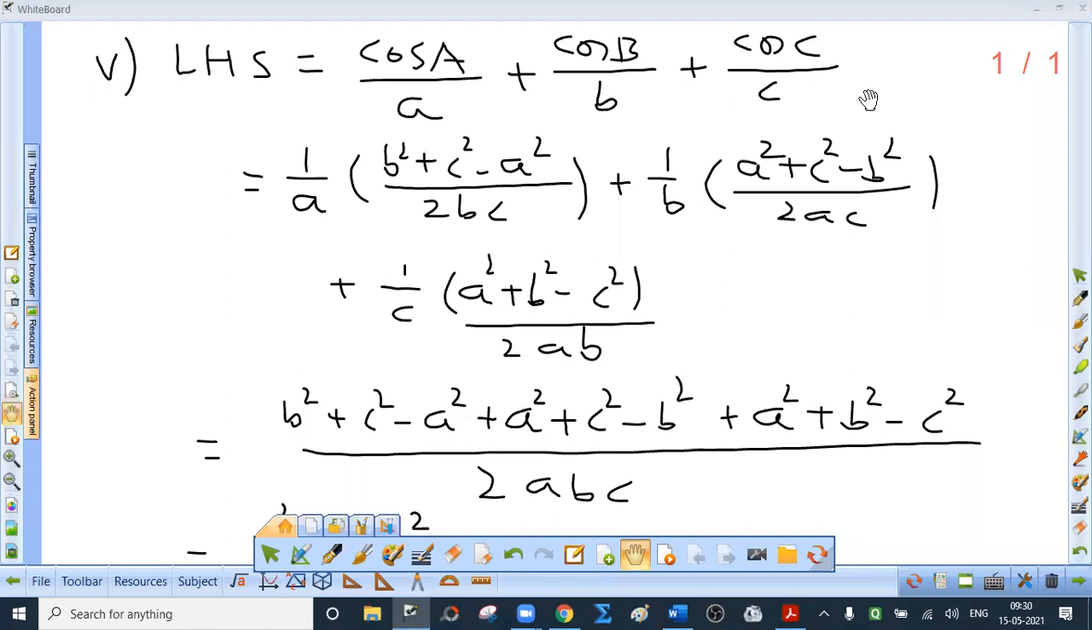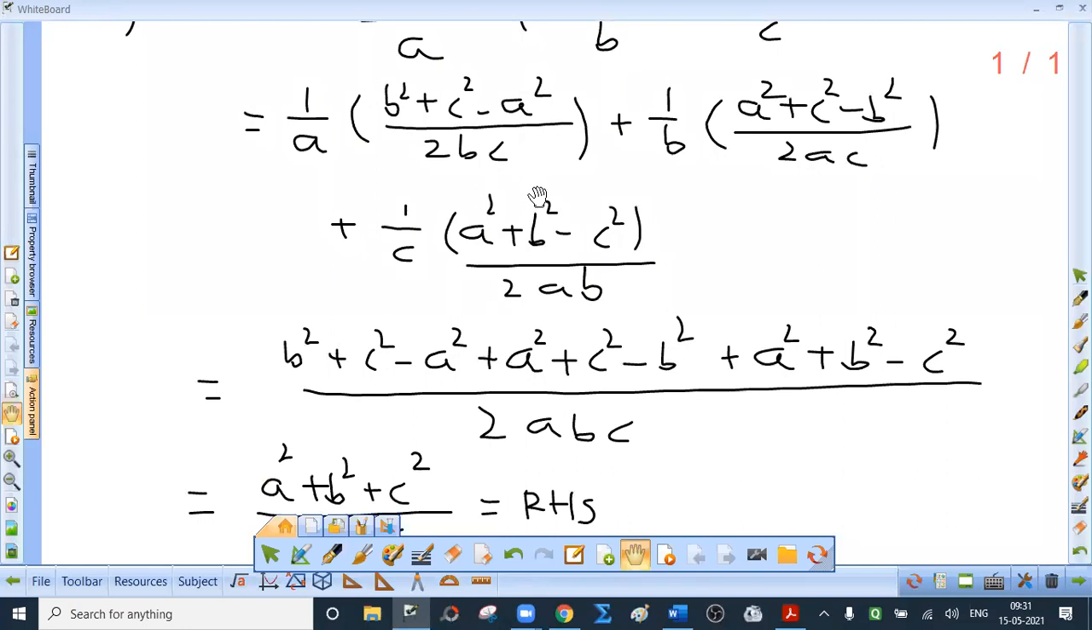Fifth one, again a simple one. Show that cos A upon a plus cos B upon b plus cos C upon c equal to what? a square plus b square plus c square upon twice abc. Simple. Use cosine rule. Of course, you have to mention the reason here. So use cosine rule on cos A, cos B and cos C. Now what is LCM? Twice abc. So what is numerator? Numerator is nothing but a square plus b square plus c square. So what we get is a square plus b square plus c square upon 2abc, which is nothing but right hand side. So that's it for today.